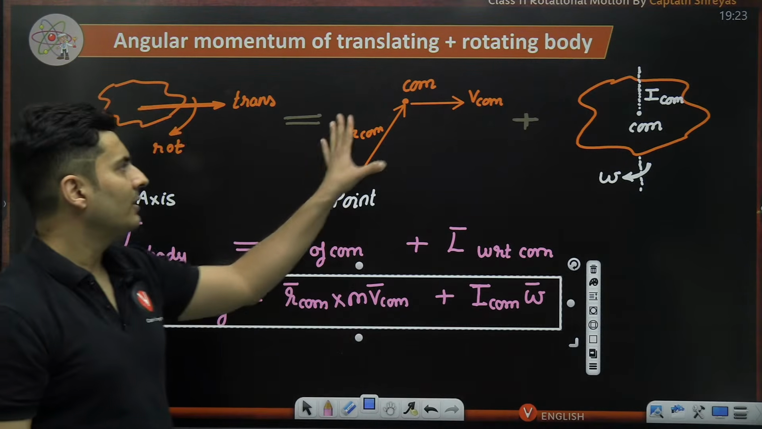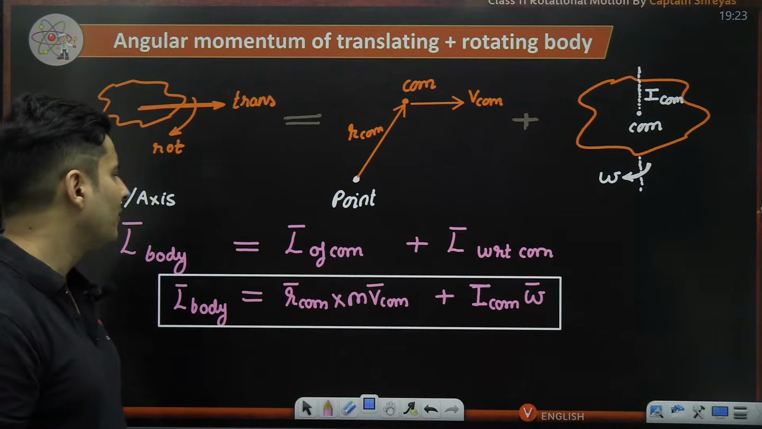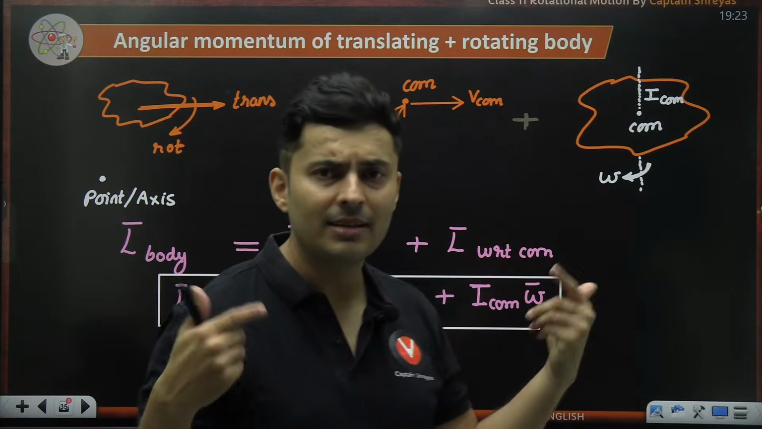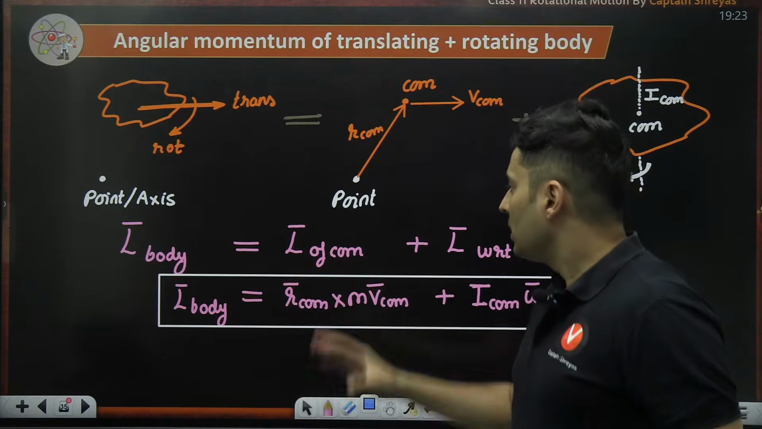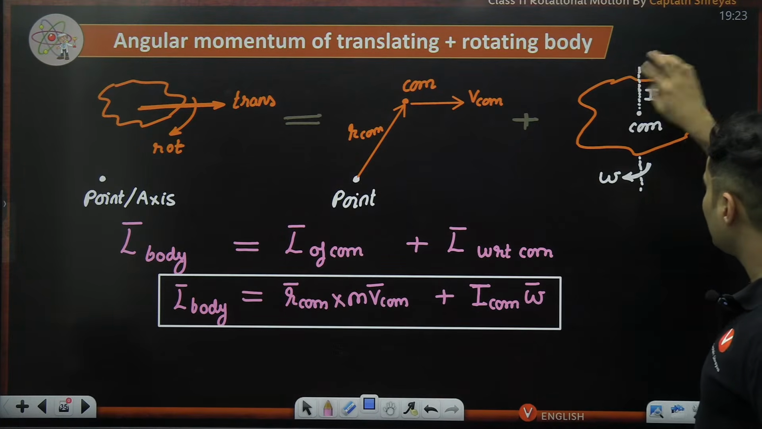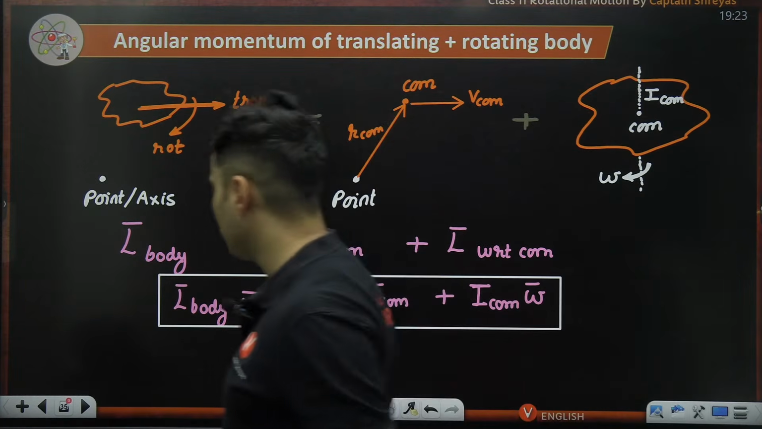This is taking care of the translation of center of mass. This is taking care of the spinning with respect to center of mass. So this is the formula. So any body which is rotating plus translating, take the center of mass, take it like a point mass, and sit on the center of mass and see the entire body. Add those two angular momentums, you will get the answer.